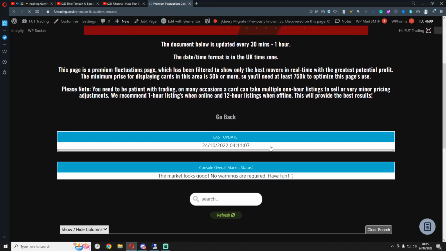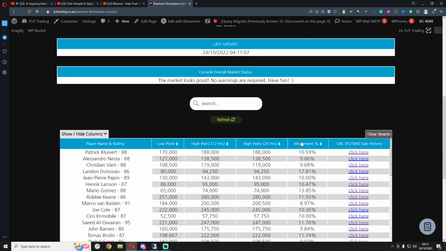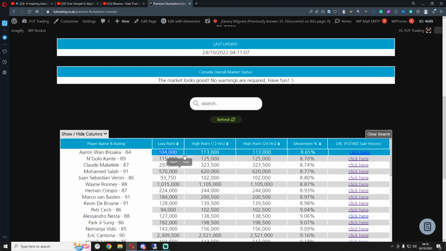When you come onto this page, these are cards that are filtered above 50,000 coins in value and the ones that have more than 9.5% movement, okay? So you can see here all these cards move well from their low point to their high point, okay?